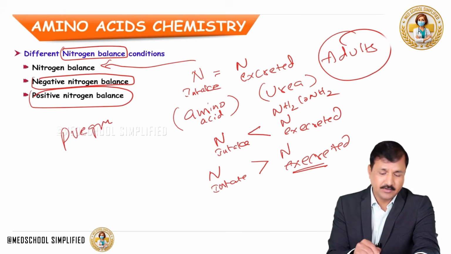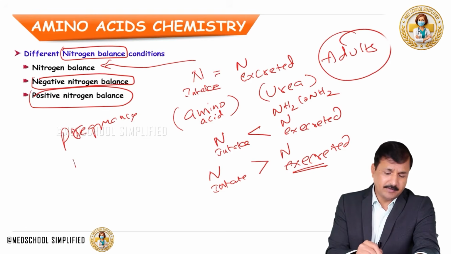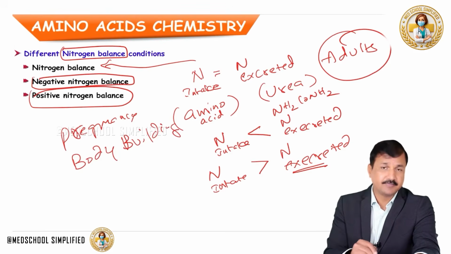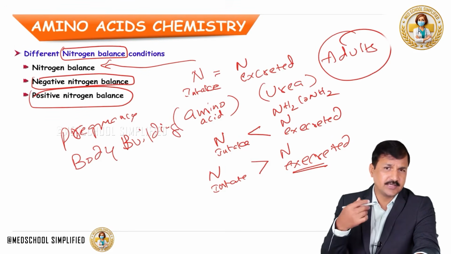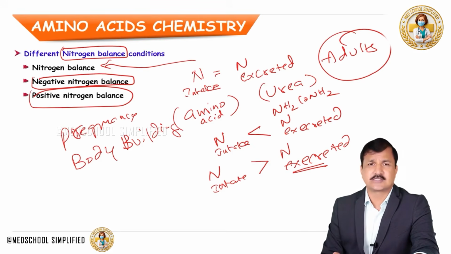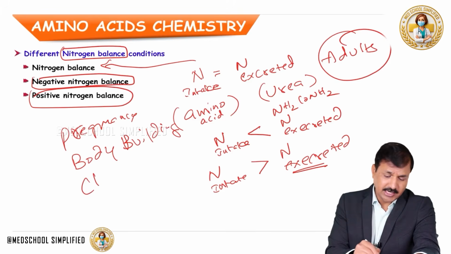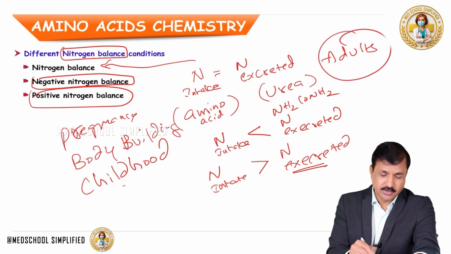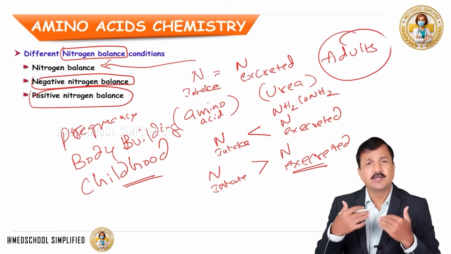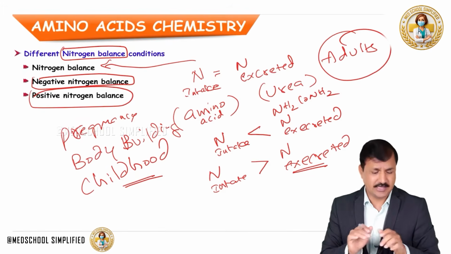Example, pregnancy. During pregnancy, because the fetus is growing inside, more and more proteins are made. And the bodybuilding process or recovery from illness, because when the person has been suffering from chronic diseases and is recovering, new proteins are made, so less urea is excreted. So recovery from illness, bodybuilding process, pregnancy, growth and development, like childhood where growth and development is going on, that's a positive nitrogen balance condition. So that's the background that I have given you to explain the nutritional classification of amino acids.